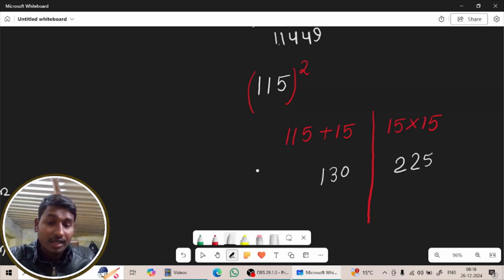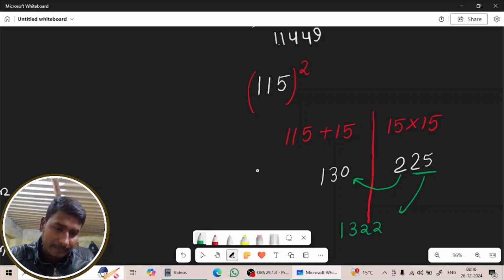Now, I said 2 digit is allowed only, but we have 3 digit here, right? So this last digit you need to add on it, like 130 and this 2. So it will give you 132 and bring it down as it is like this 25. I hope you got this one.